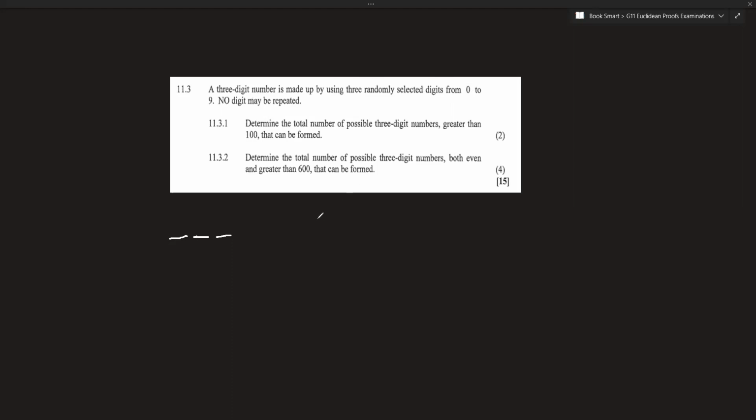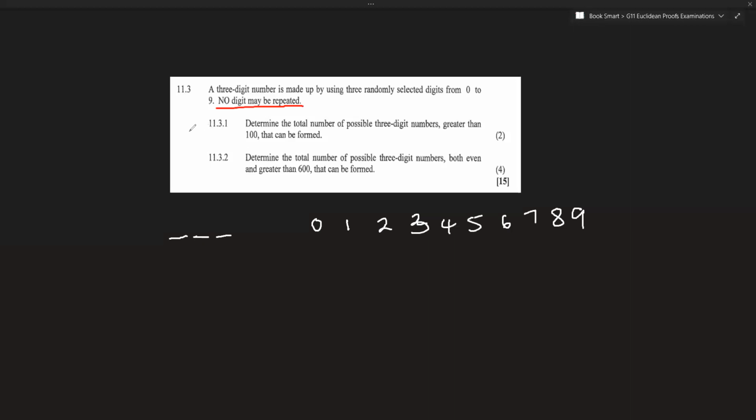Okay, so we're in a pool. We have 1, we have 2, we have 3, we have 4, we have 5, 6, 7, 8, then 9, because they said 0 to 9. Perfect. Then they say digits may not be repeated.